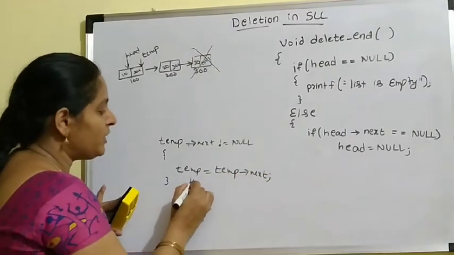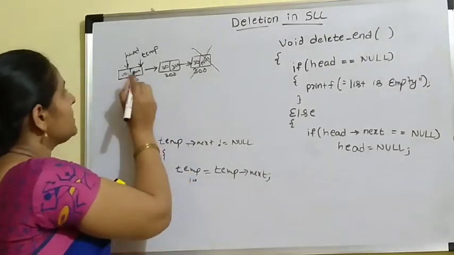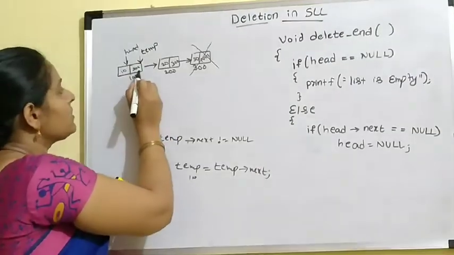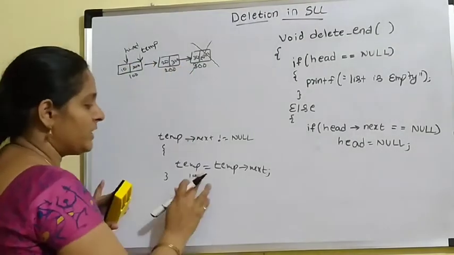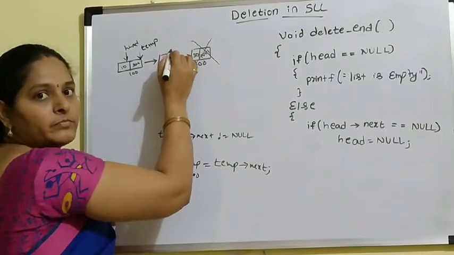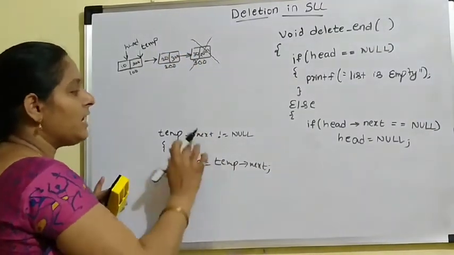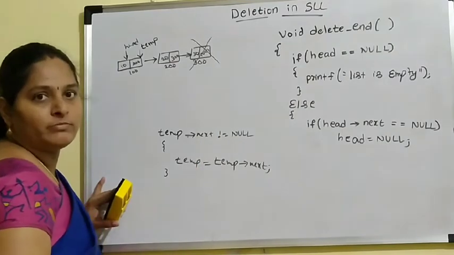Suppose your temp pointer is at position 100. What is temp next? 200. So the temp pointer moves to 200. The 200 will be assigned to this temp. So temp comes to here. Like that we need to move this temp pointer until you reach the last node.